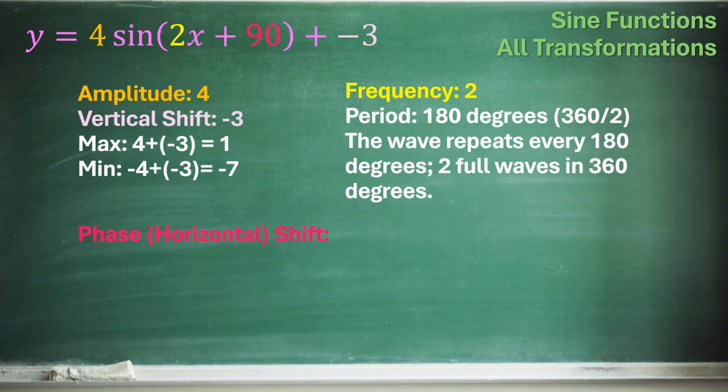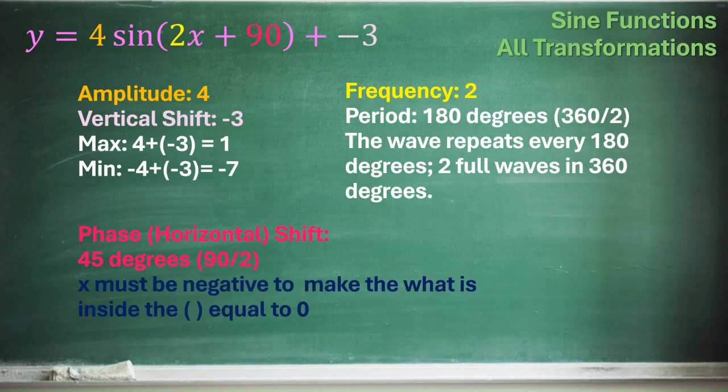Finally, our horizontal shift, or our phase shift, is 45 degrees because what happens is x has to take on the value of 45, actually negative 45, to make that 0. So we could think that 90 divided by 2 is 45. But since x has to be negative to make what's inside the parentheses equal to 0, our graph is shifted left 45 degrees.